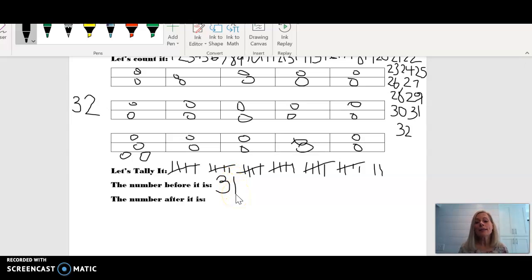All right, now what is going to come after 32? So if we're counting, let's start with 25. 25, 26, 27, 28, 29, 30, 31, 32, 33. That's right, it's a pattern. So we had today 3 groups of 10 and 2 ones. Next week is 33, and that will be 3 groups of 10 and 3 ones.